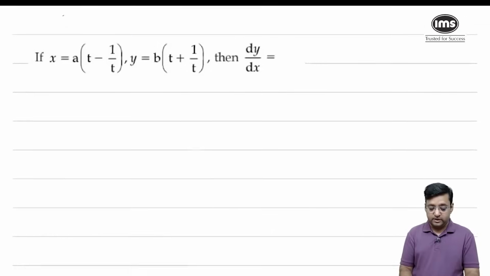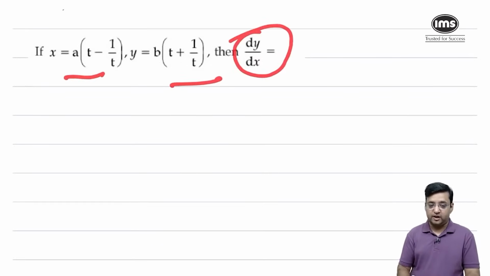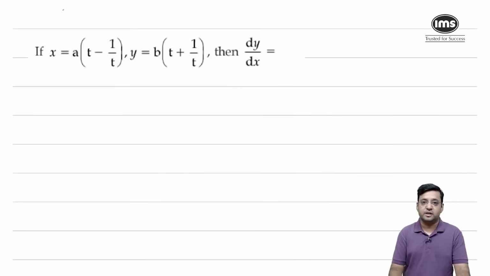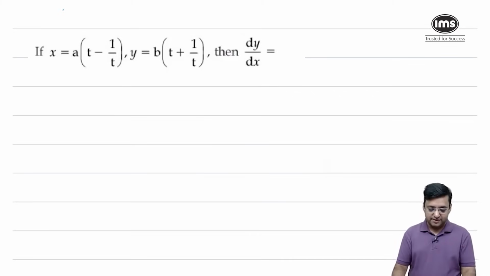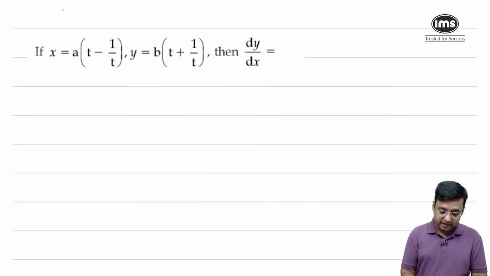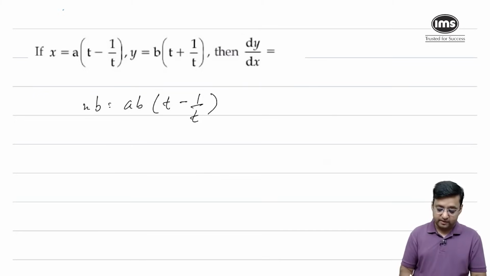Now in this we need to find the value of dy by dx. The question is, if we differentiate directly and divide the same as the previous question, do we get the answer? Of course not. So we have to do some tricks and plays to get our answer. The first thing which we are going to do is multiply the first equation by b. So this will become ab into t minus 1 by t. And the second equation by a.